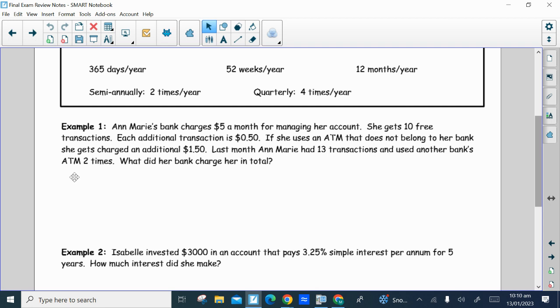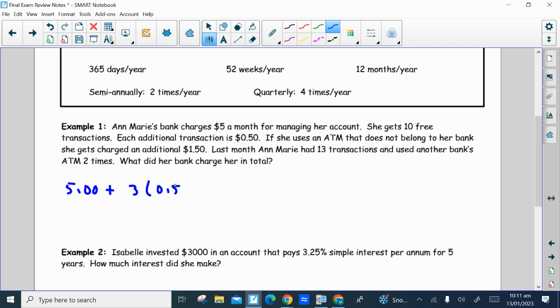So the first thing is that she's charged $5 a month, so we have to put that in there first. With that, she gets 10 free transactions. But this month, she had 3 additional because she had 13 transactions. And each transaction is 50 cents. Also, she used another bank's ATM twice, and for that, it's an extra $1.50 every time.